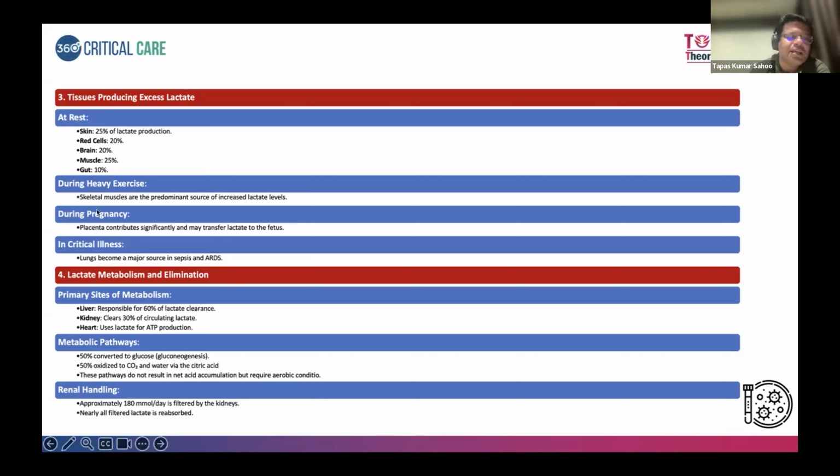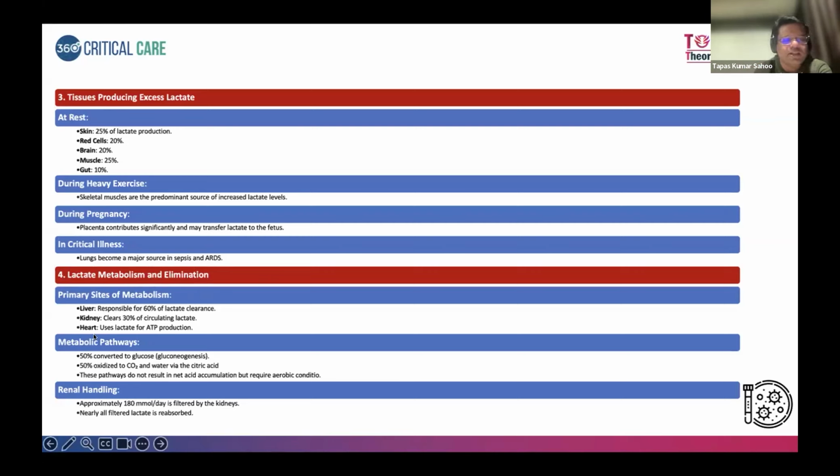Now during heavy exercise, it shifts to the skeletal muscles. They are the predominant source of increased lactate. During pregnancy, the placenta contributes significantly and may transfer lactate to the fetus. So you have to avoid transfer of that lactate from the mother to the fetus, because that would interfere with fetal perfusion or fetal physiology. Now, in critical illness, like ARDS or sepsis, the lungs become a major source of lactate production. Now, lactate metabolism and elimination were already explained.